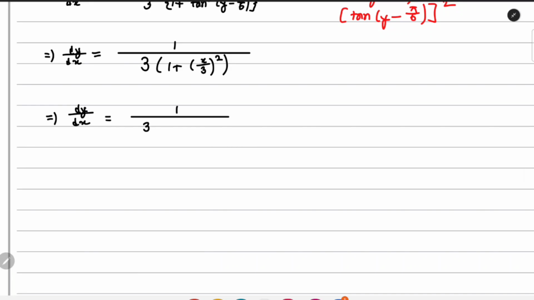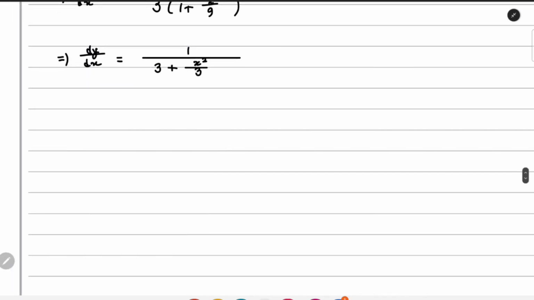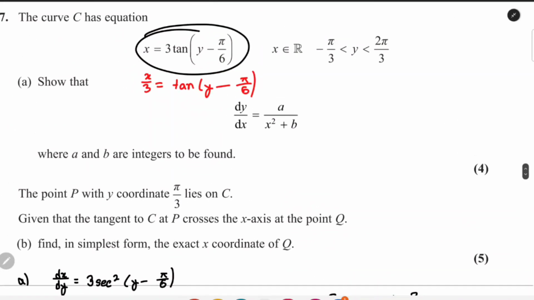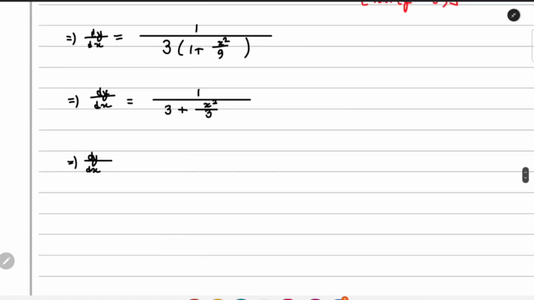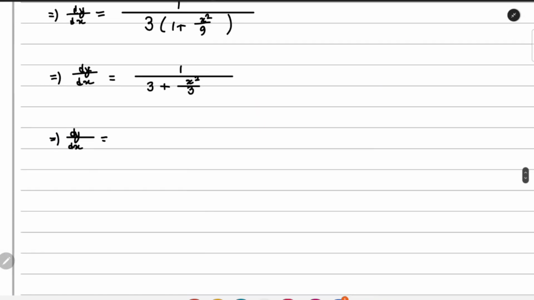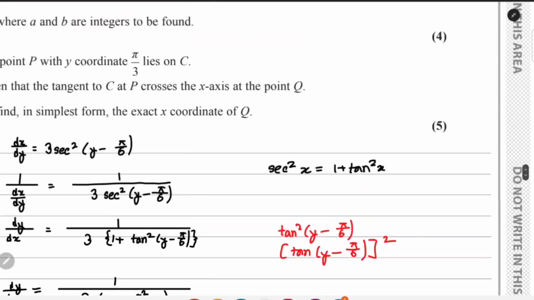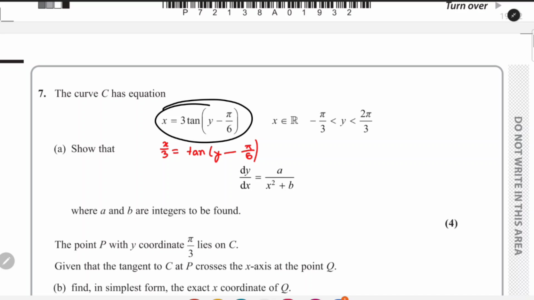So we have 1 divided by 3 times (1 plus (x by 3) whole square), which is basically 1 plus x square by 9. So this will be 3 times 9, we'll be left with x square plus 9 over 3 over here. We can multiply the top and the bottom with 3. Since the coefficient in front of x square should be 1, we have to multiply the top and bottom with 3. I'm left with 3 divided by x square plus 9. So the value of b is 9, the value of a is 3.